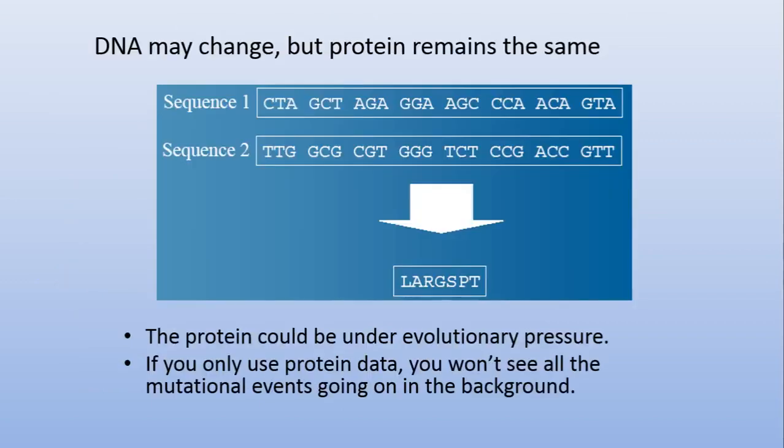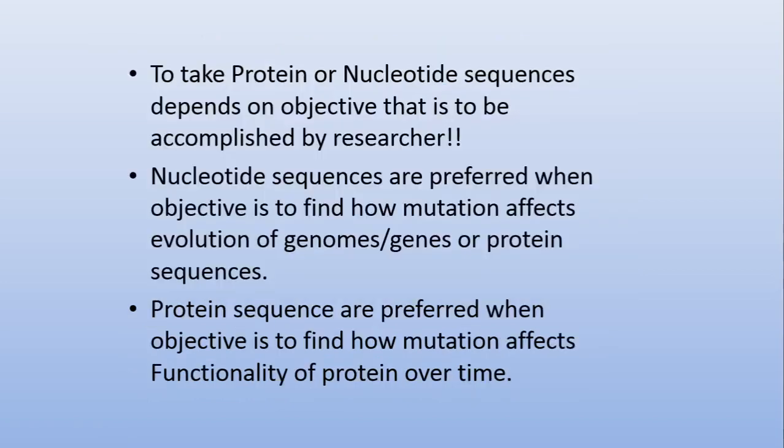There is also another observation that DNA may change, but the protein that it codes can remain the same. Say, for example, over here there are two DNA sequences shown, but they code for a single protein, or a protein with a single sequence. That would eventually mean the protein could be under evolutionary pressure. So if you only use the protein data, you won't see all of the mutational events that happen in the background.